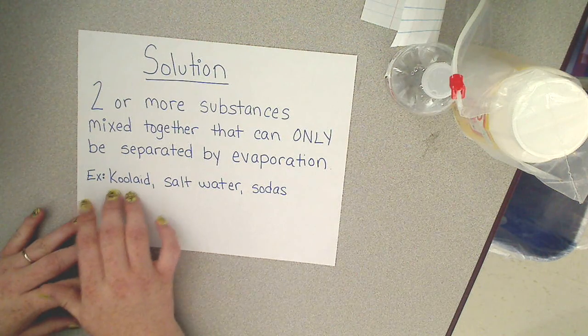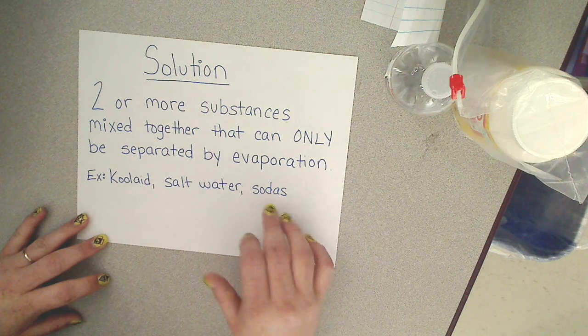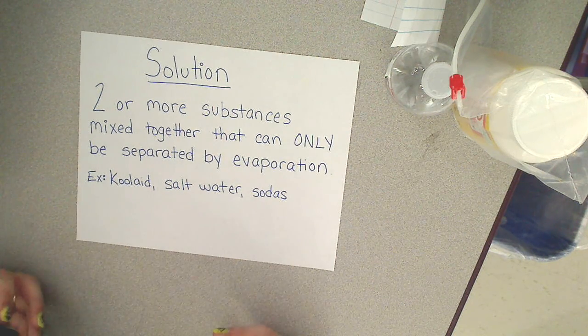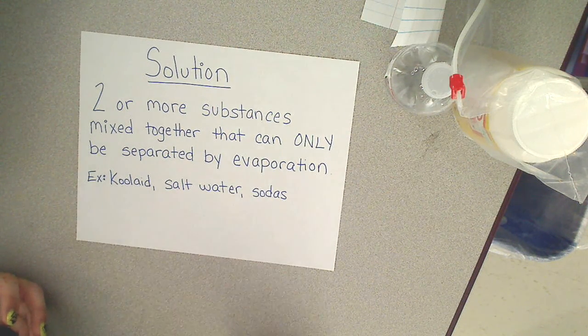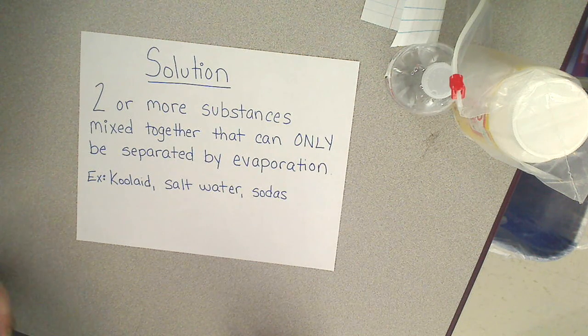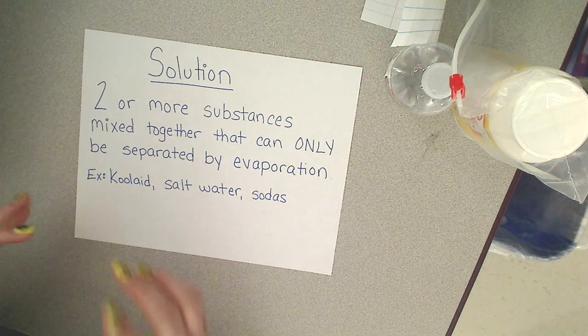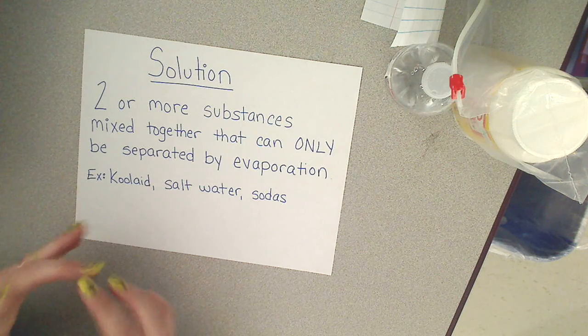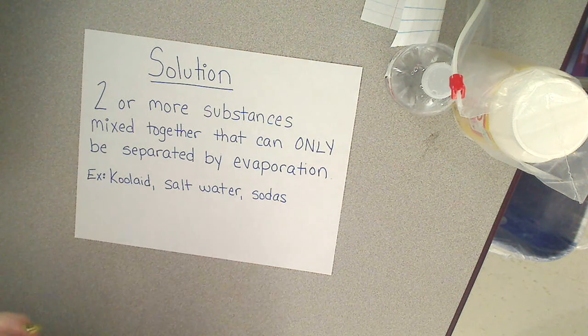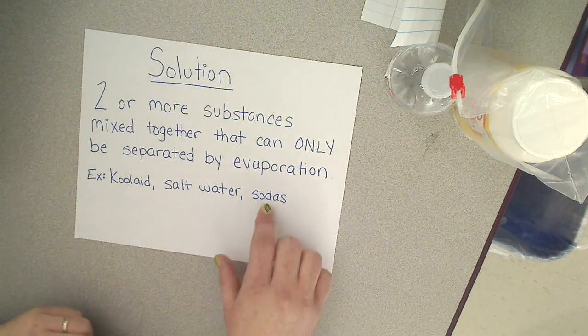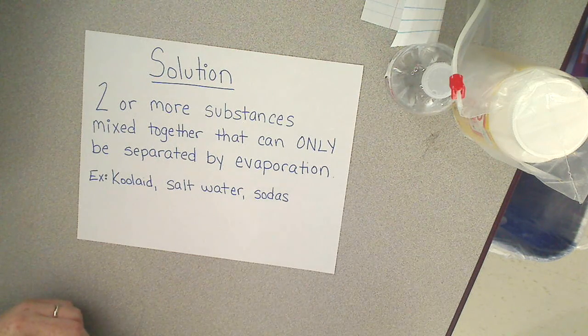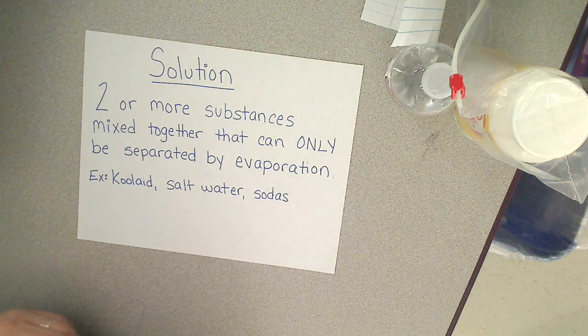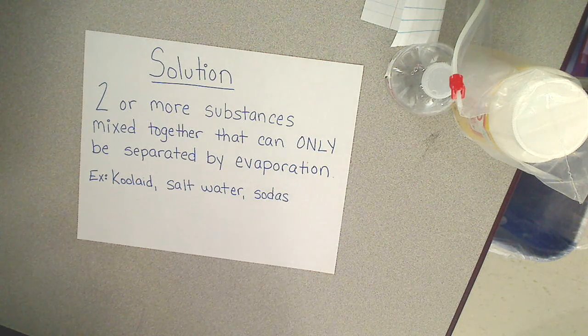My best examples are Kool-Aid, salt water, and sodas. I highly recommend for you to really be able to see this because it can take some time. Go home and put some Kool-Aid in a container, no lid, some salt water in another container with no lid, and some soda in a third container with no lid. And set up a chart and check it each day. Make your observations. What do you see?